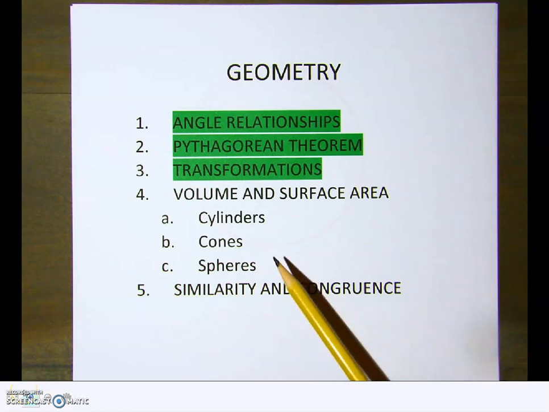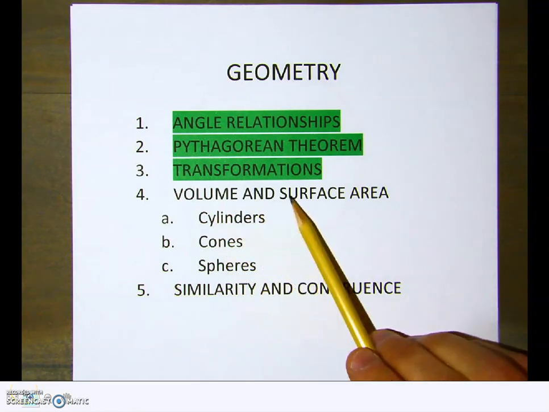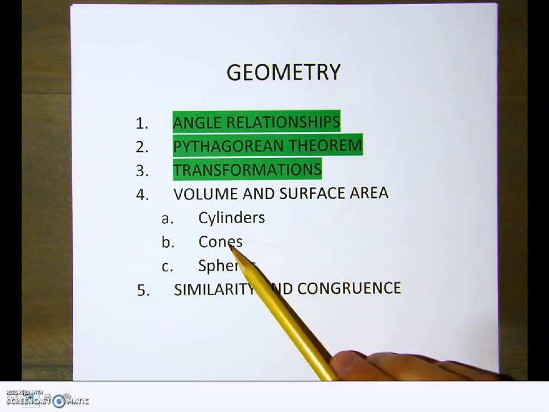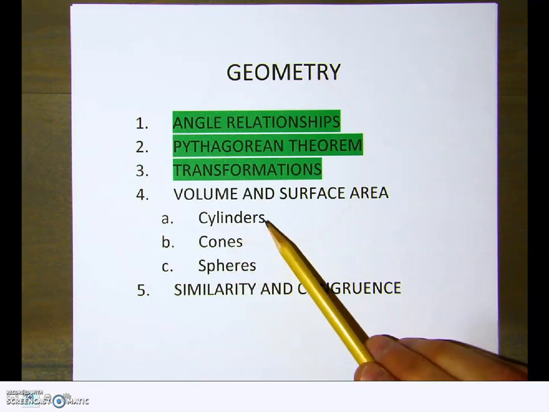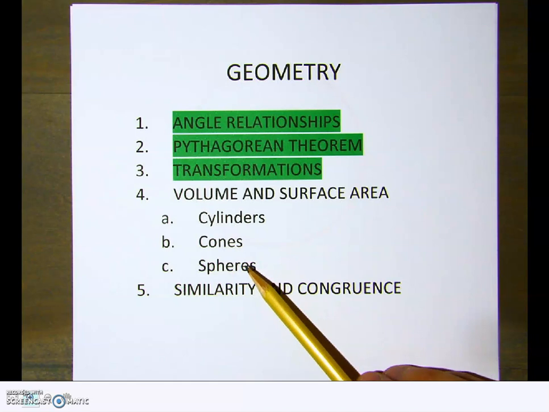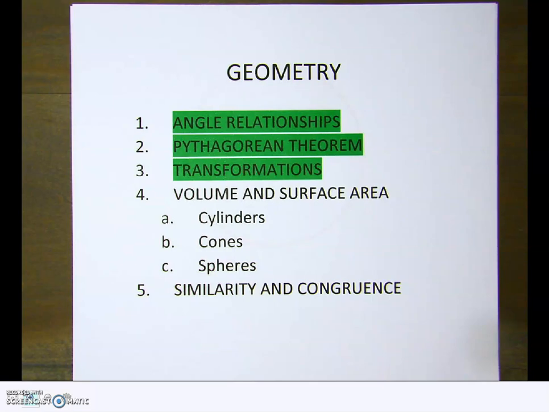Hey guys, the next thing that we're going to study is volume and surface area of cylinders, cones, and spheres. Now, since cylinders, cones, and spheres all have circles involved with them, it's important that we develop a vocabulary with circles. So let's take some time to do that right now.